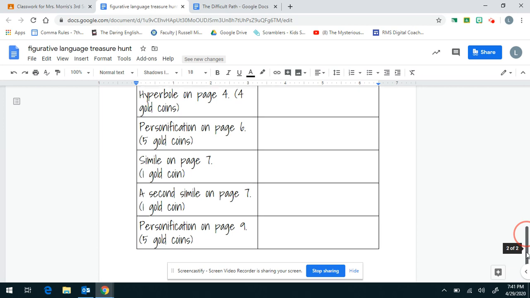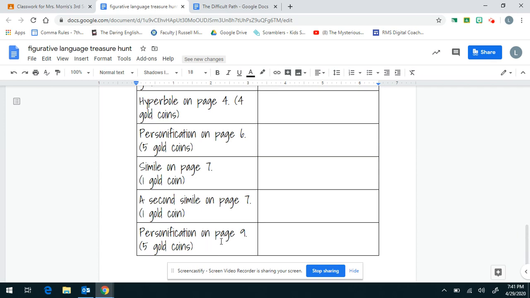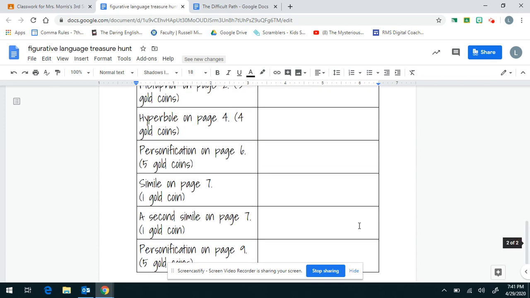So let's say you wanted to just search for the personification on page 9, 5 gold coins, as well as personification on page 6, 5 gold coins. You would only have to find 2 pieces and you would have your 10 coins. Or, for example, let's say you wanted to do 5 gold coins of personification on page 6, and then a hyperbole on page 4, which is 4 gold coins. So I would say 5, 6, 7, 8, 9. So now you have 9 coins. You only need 1 more to go. You find that simile on page 7. So 3 pieces of figurative language and you're done. So you want to add your coins up for each part of the chart to equal 10.